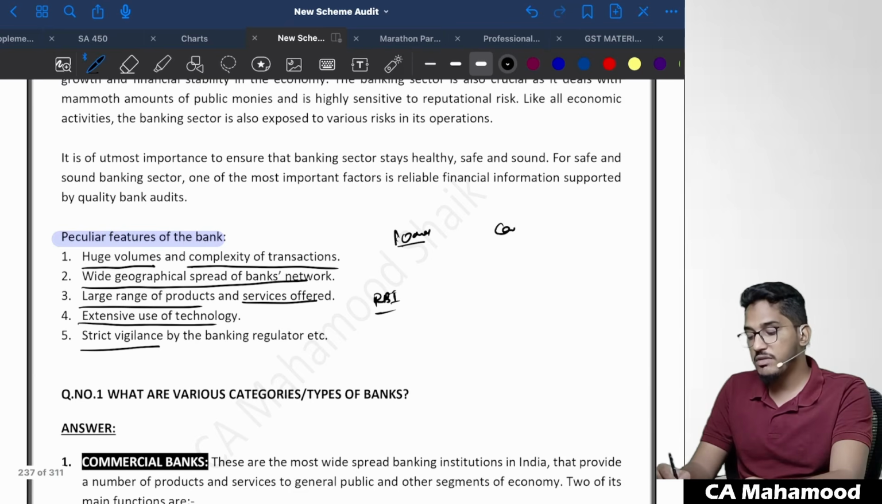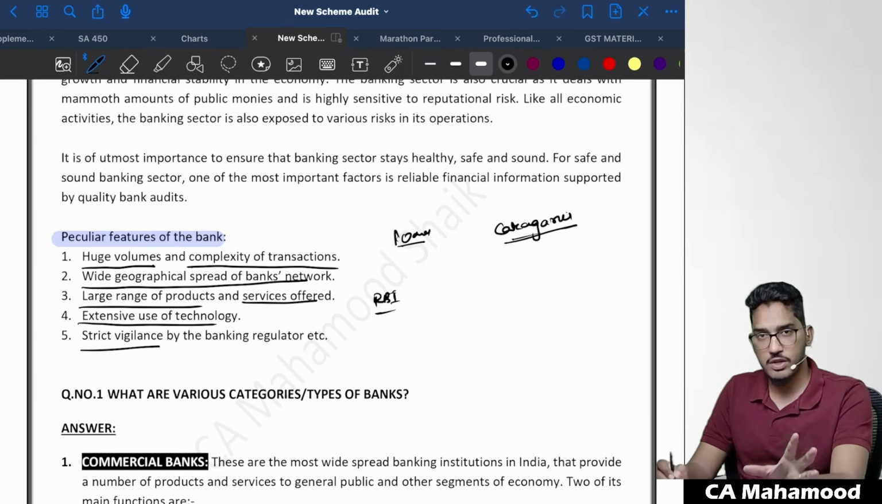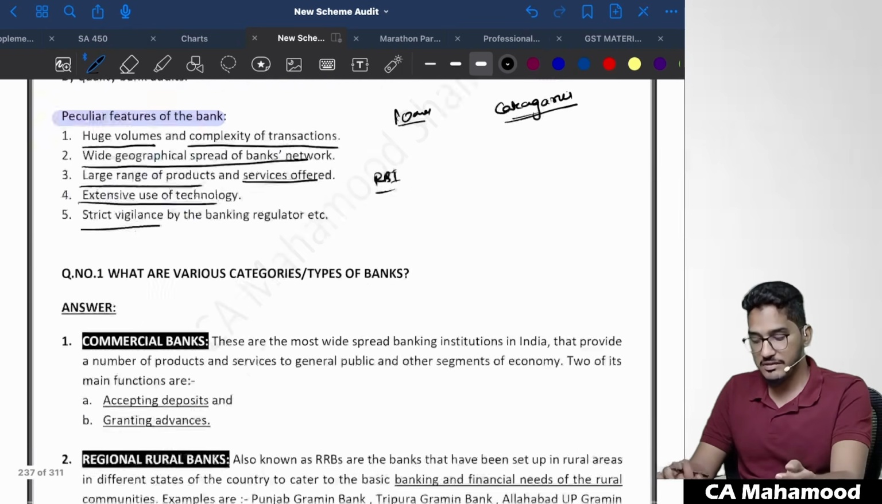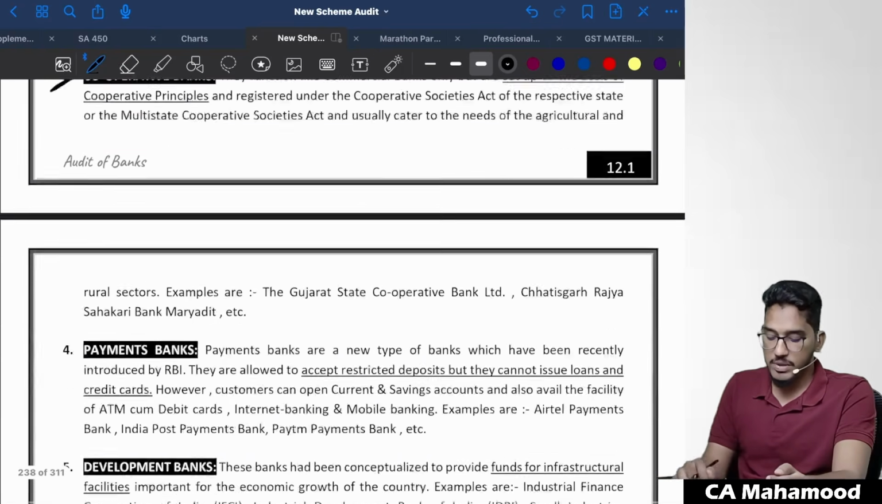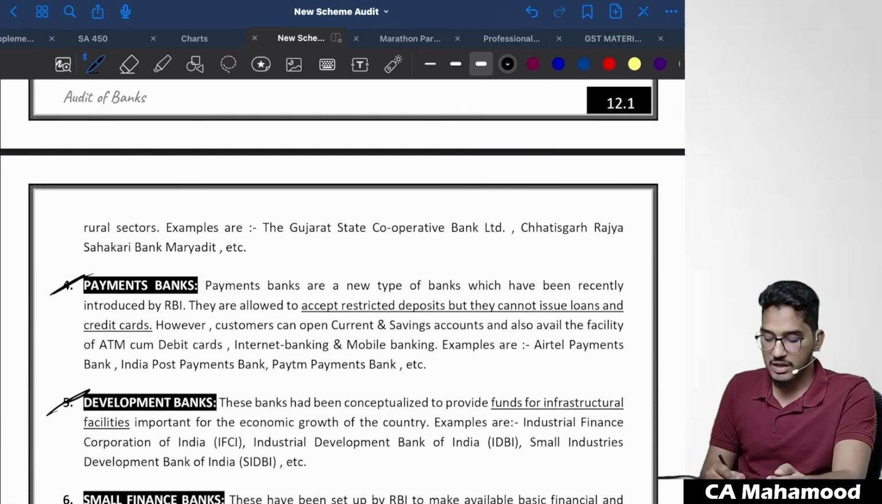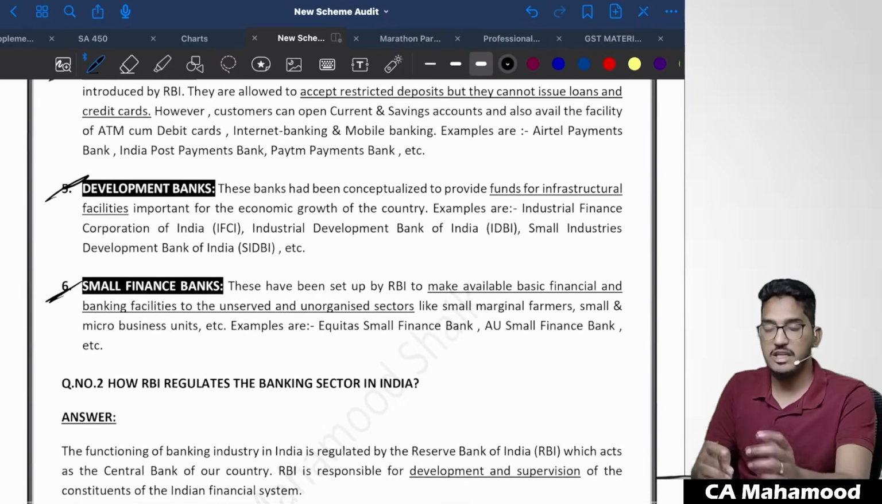Now, if we talk about what are the various categories of banks, what are the different kinds of banks, depending on the operations they are doing, depending on the people whom they are serving, depending upon the facilities they are providing, banks can be divided into 6 different categories. Those 6 categories are: number 1, commercial banks; number 2, RRBs; number 3, cooperative banks; then we have payments banks; then development banks; and also small finance banks.